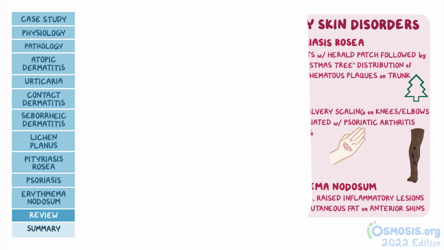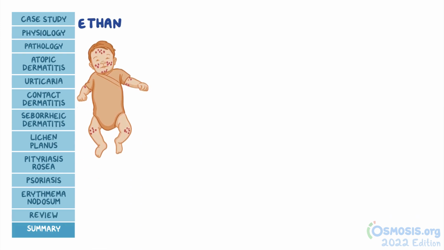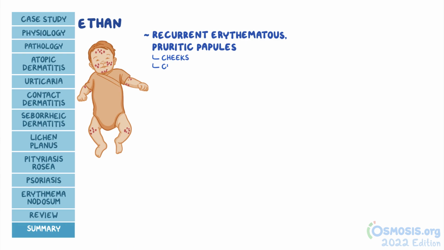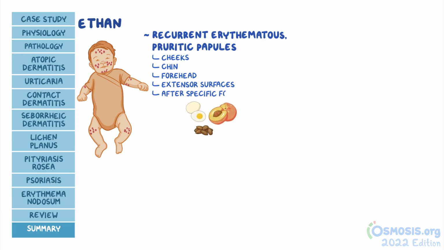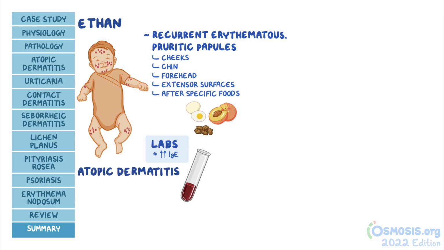Okay, back to our cases. Ethan is an infant who was brought in with recurrent erythematous pruritic papules on his cheeks, chin, forehead, and extensor surfaces. After consuming specific foods, labs showed increased IgE levels. So this should make us think of atopic dermatitis.